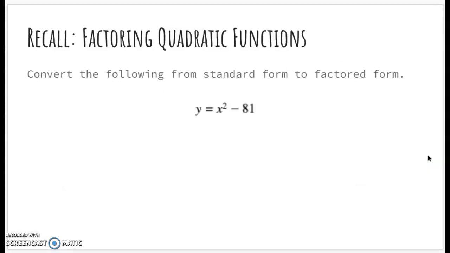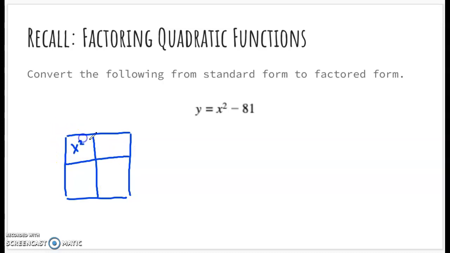All right, so if we recall factoring our quadratics, it says first convert the following from standard form to factored form. Okay, so we know that this is a special case and maybe you just have it memorized, but if you don't, come off to the side, make your box, and let's use this area model here, right? So we know we've got x squared, we've got a negative 81, and we know our diagonal is going to make 0x, right? X squared plus 0x minus 81 is this quadratic in standard form.